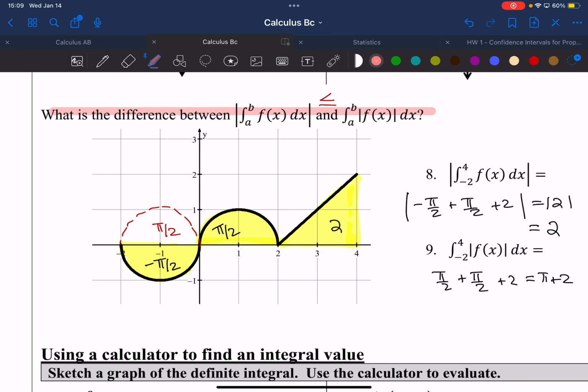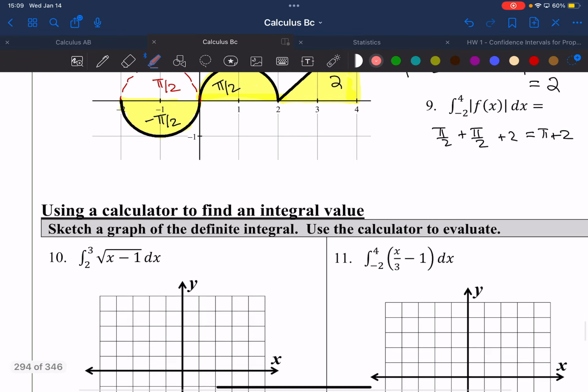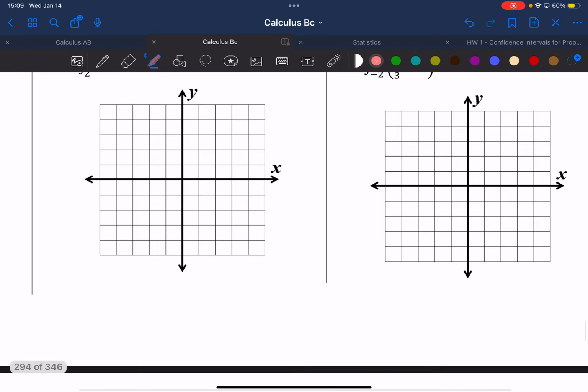Again, we say less than or equal to because these could be equal if, let's say, our original function consisted of all positive areas. That means we're not changing any areas to make it positive. They're already all positive. Any questions? Okay, last concept here.